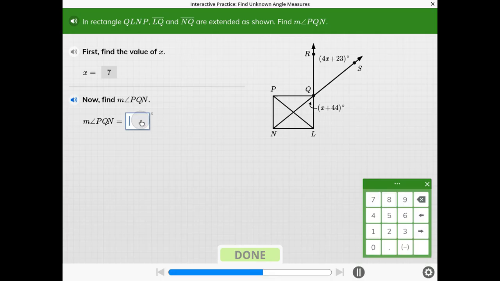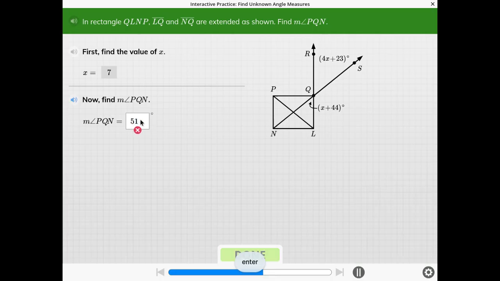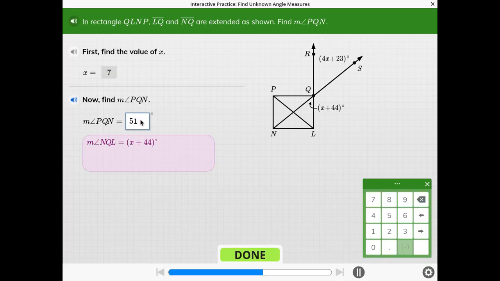See, it will equal 51, and if it says it's wrong, yeah, it says it's wrong. First, find the measure of angle NQL by substituting 7 for X in the expression X plus 44. F, and you need to just say frick her, or him, or whatever. So, yeah, freak the math teachers. Not freak the math teachers, it's not their fault. Unless they like iReady. Then they're stupid.